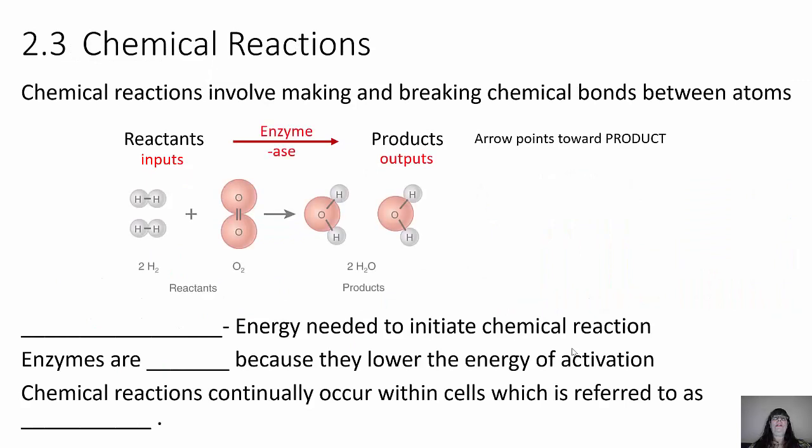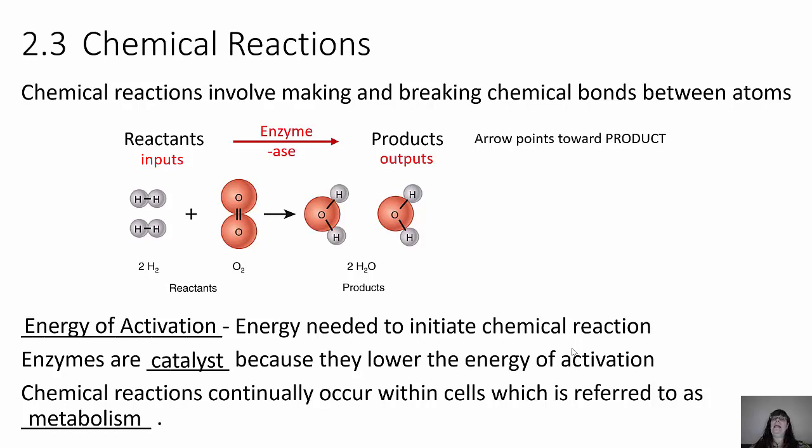Okay, then we have chemical reactions. Now, chemical reactions basically are making and breaking bonds. Reactants are the inputs, products are the outputs. The arrow shows the direction of the product, so it shows the direction of what's happening. So here we have 2 hydrogen molecules plus an oxygen molecule, and it's going to result in water.